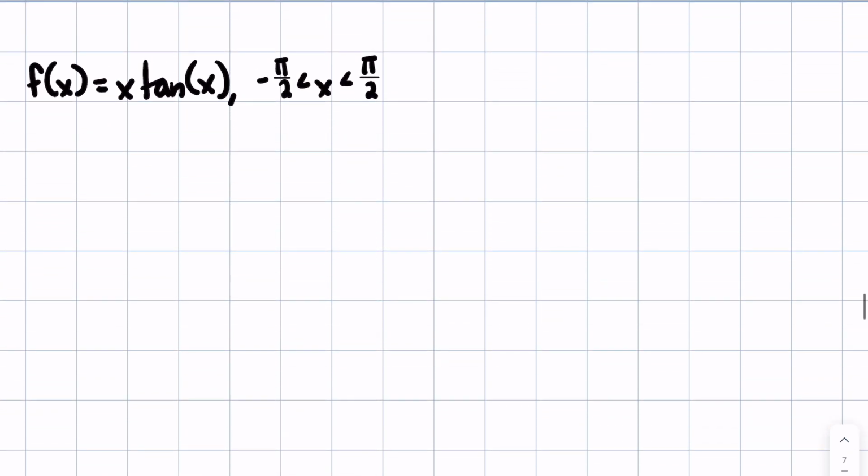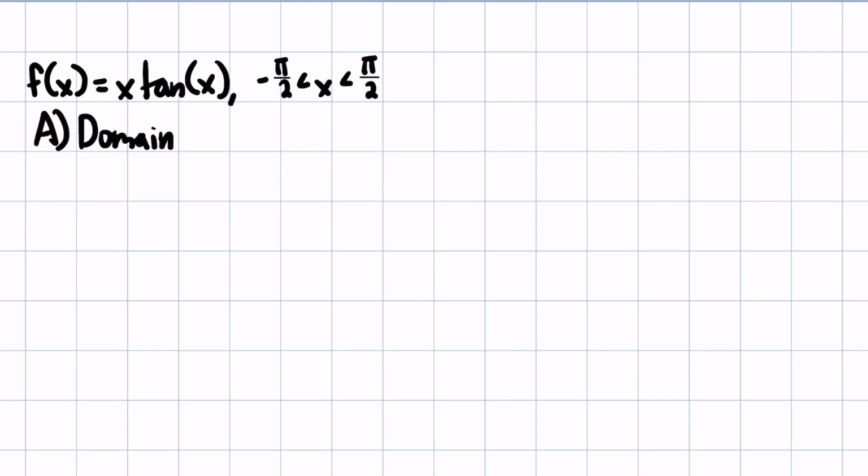All right. Now we have a new function. This one, we are given a domain restriction, okay? So we know that tangent is a periodic function, and from negative pi over 2 to pi over 2, it repeats the same thing over and over again. So because we have this domain restriction, when we're looking for the domain, all we have to do is check if there's any points in between negative pi over 2 and pi over 2 that also would not be in this domain.